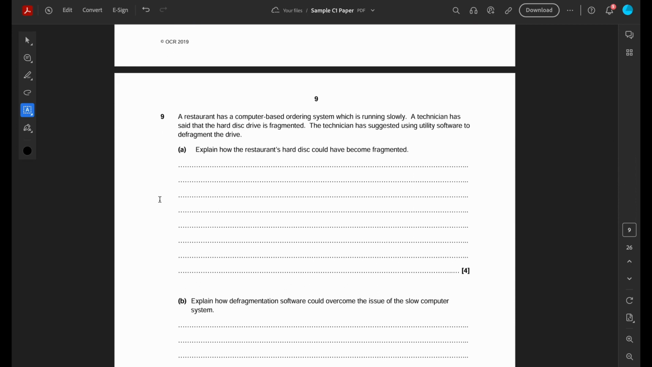Next one, a restaurant has a computer-based operating system which is running slowly. A technician has said the hard disk drive is fragmented. The technician has suggested using utility software to defrag the drive. Explain how the restaurant's hard disk could be defragmented.